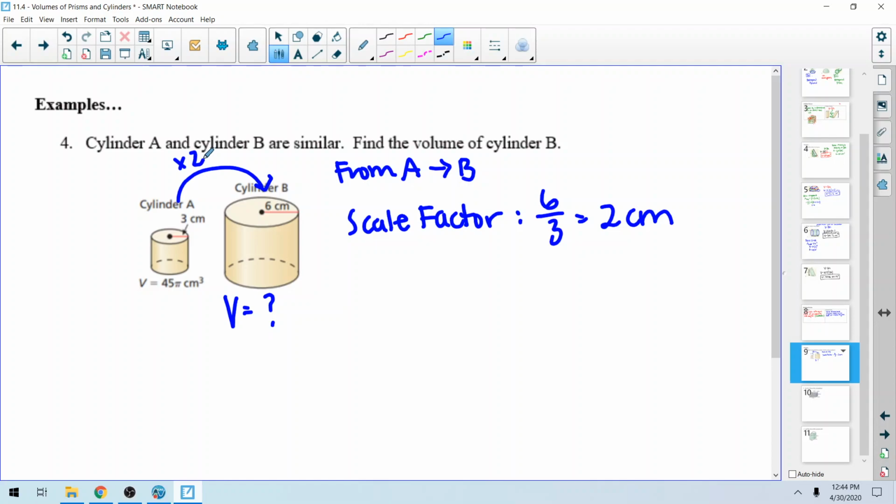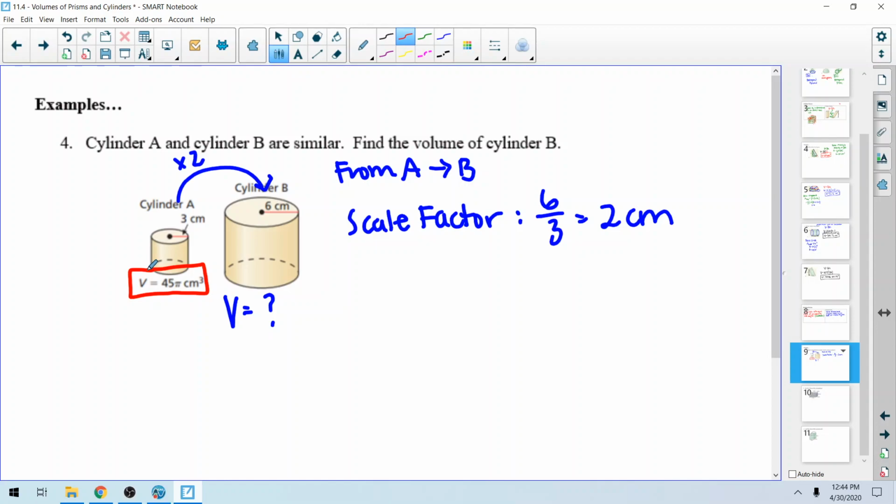Now, that's true if I'm working with centimeters. But if you take a look at this, I'm not working with centimeters. I'm working with centimeters cubed. So you can't just take 45 pi and multiply it by 2. It doesn't work that way. We kind of discussed this when we did area of similar figures. You couldn't just multiply by the scale factor.